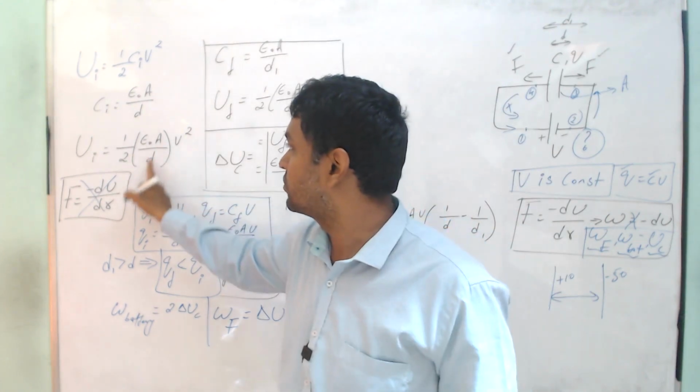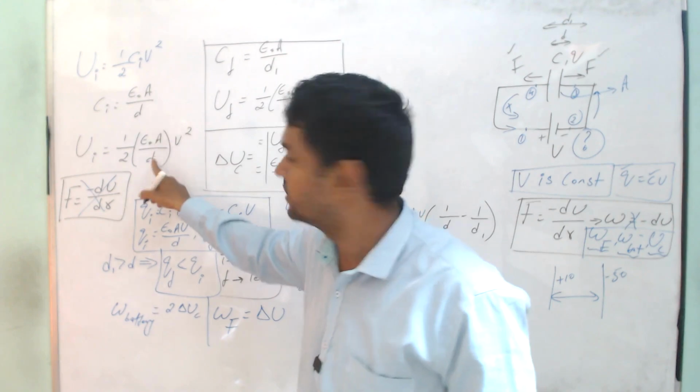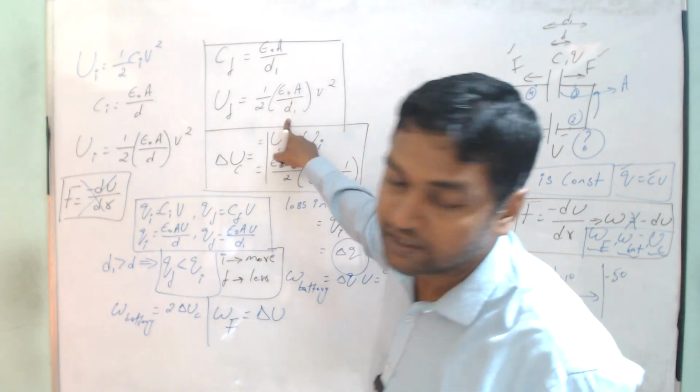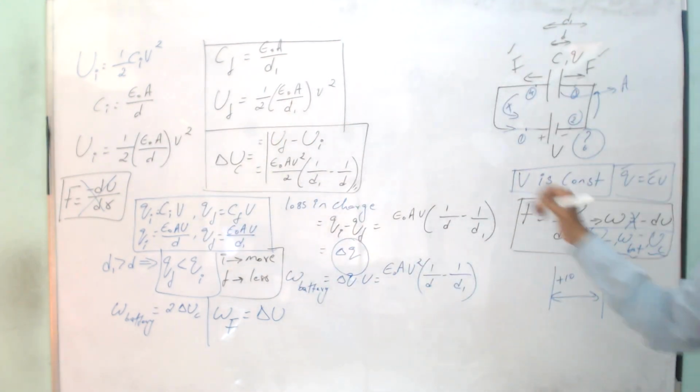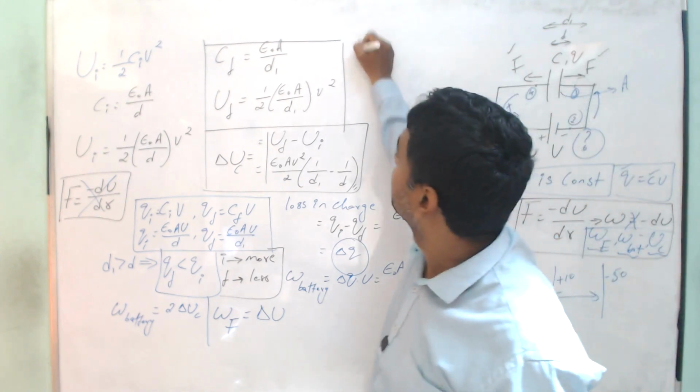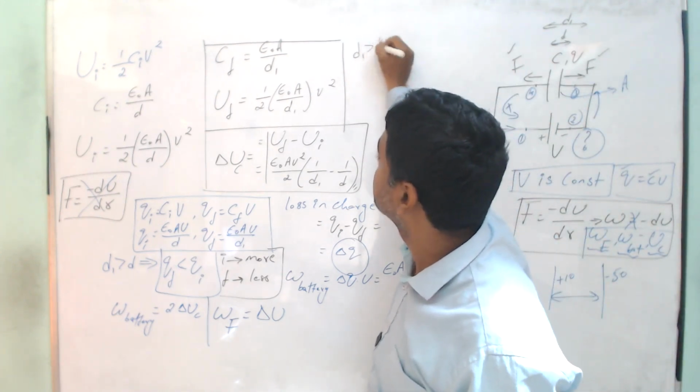Initial is epsilon naught A by D. Everything else is the same, right? Final is epsilon naught A by D1. D1 is greater than D, right? Initial is more than final. D1 is greater than D.